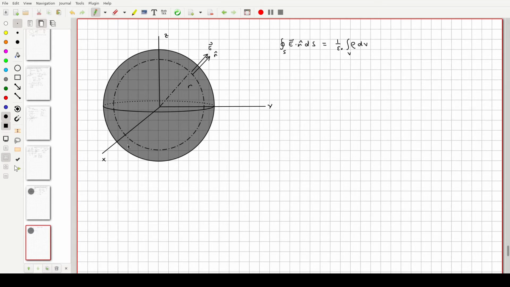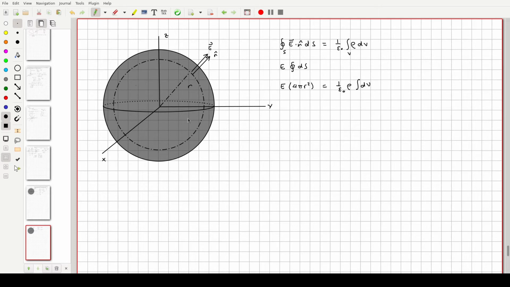Now, on the surface of this thing right here, we would expect, again, the magnitude of the electric field to be constant. So you can pull it out, and now you're just looking at whatever the area of that surface that I drew is, which again is 4 pi times r squared. Now, what about the right-hand side? The right-hand side is a little different. I'm going to pull my rho out. It's constant, after all.